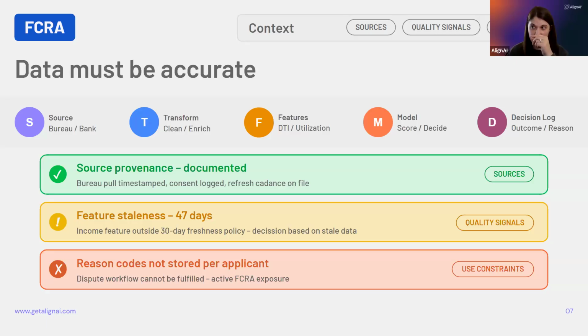Feature staleness, 47 days. Income feature outside a 30-day freshness policy. Decision based on stale data. So we need to get the most up-to-date data. Can't have stale data. Reason codes not stored per applicant. Big problem. We have to have that. So we need to be able to persist that somewhere. Again, super simple examples, but the idea is to give you the outline, the framework, the process, so you can apply this.